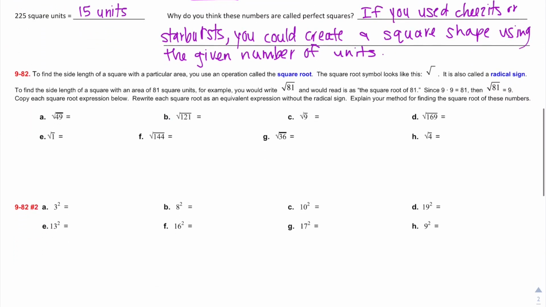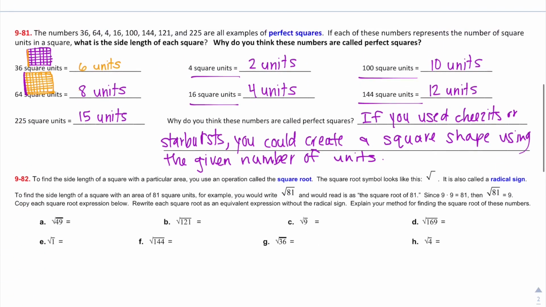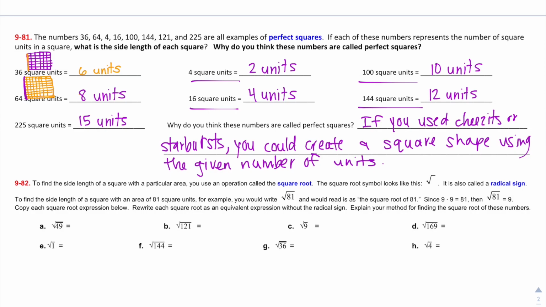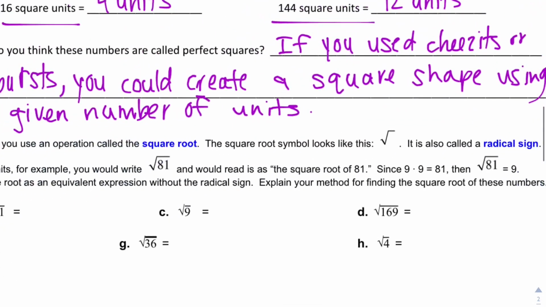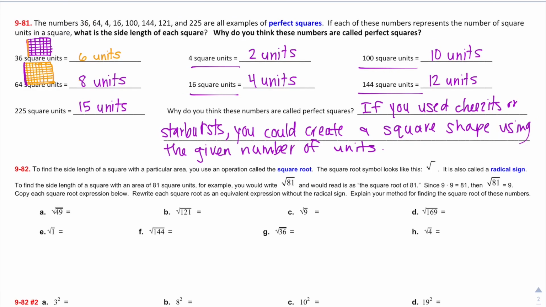Okay, number 82. On number 82, I've kind of gone over this with you already. It says to find the side length of a square with a particular area, you use the operation called the square root. The square root symbol looks like that. It is also called a radical sign. Ha! Math is becoming rad. To find the side length of a square with an area of 81 square units, for example, you would write the square root of 81. Since 9 times 9 equals 81, the square root of 81 is 9.